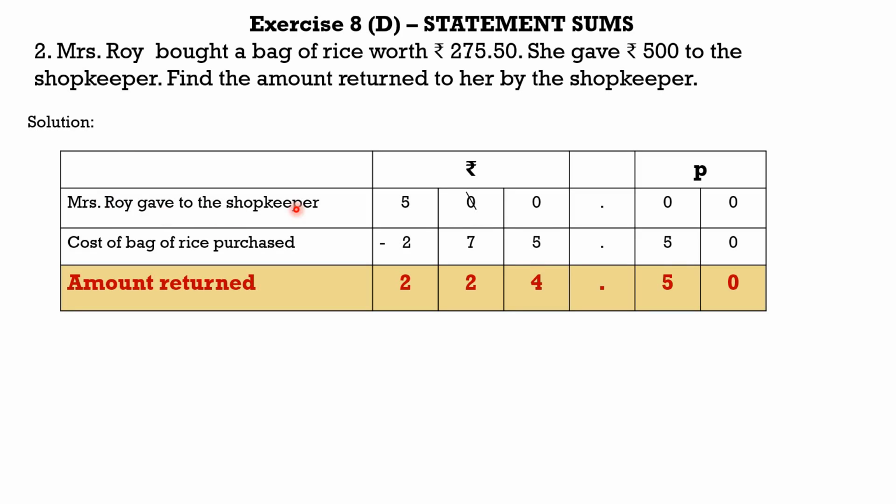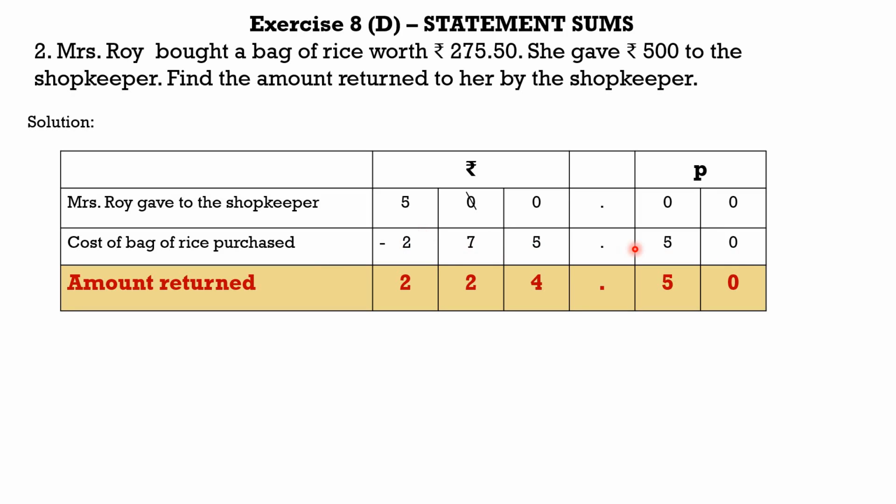Mrs. Roy gave the shopkeeper 500 rupees. Always remember, whenever we are subtracting, we have to put the bigger amount on the top and the smaller amount at the bottom. What was the bigger amount? The amount of money that Mrs. Roy gave to the shopkeeper, so 500 rupees 0.00 paise. Now what was the cost of the bag of rice? She purchased it for 275 rupees 0.50 paise. So we have written it down and put the subtraction sign.